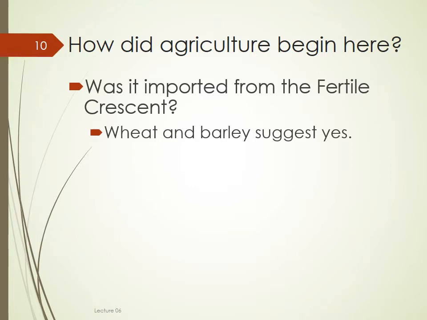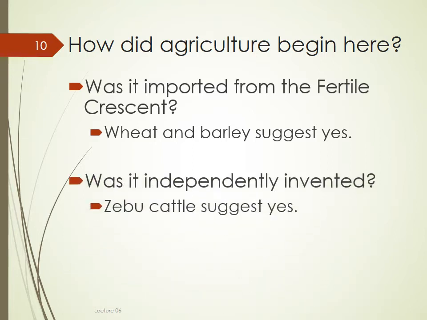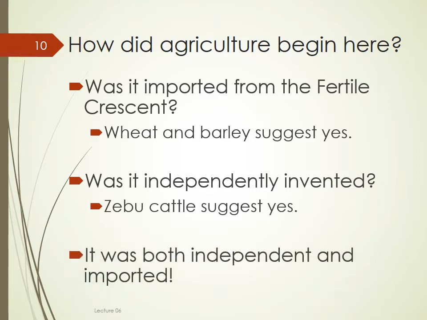But the species of cattle domesticated at Mehrgarh, zebu cattle, is native to South Asia, which argues for an independent invention. This example shows that it's not always possible to sort cultural innovations out nicely into native and foreign categories. Indus farmers probably imported some aspects and invented others. Their system is neither wholly independent of Mesopotamia nor wholly dependent.